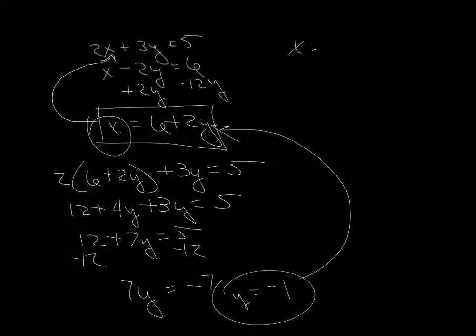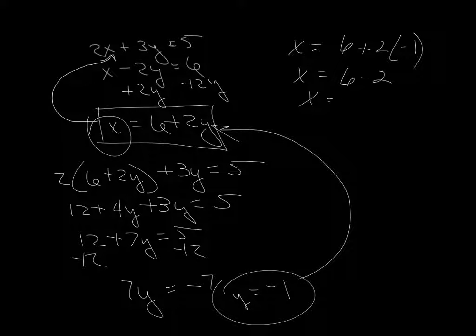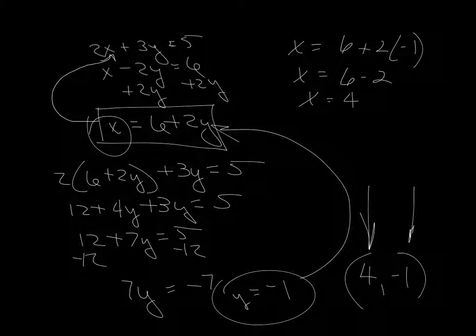And I do x equals 6 plus 2 times negative 1. So x equals 6 minus 2, or x equals 4. So my answer then is 4, negative 1. So remember, when you put your answers down like that, make sure you remember to put them in the right order, x and y there. And that's it for those.